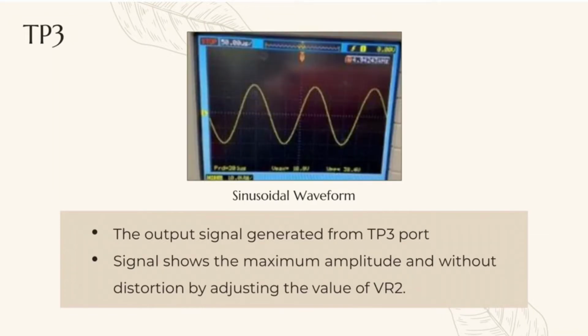Then, for TP3, the figure shows the output signal generated from TP3 port. The signal showed the maximum amplitude and without distortion by adjusting the value of VR2. Adjusting the clock knob will affect the period or frequency of the waveform generated.